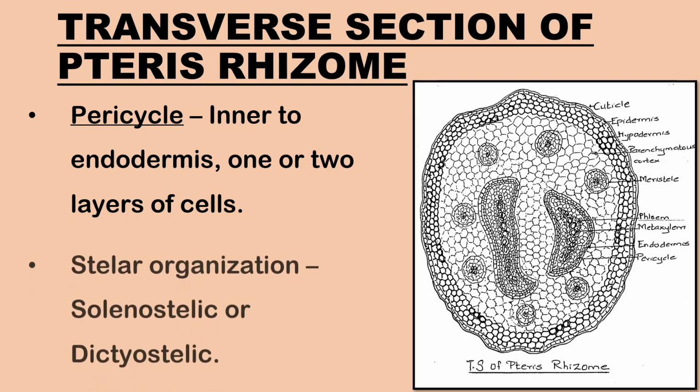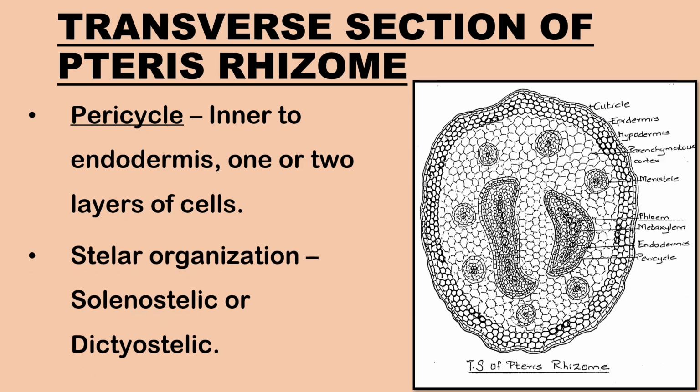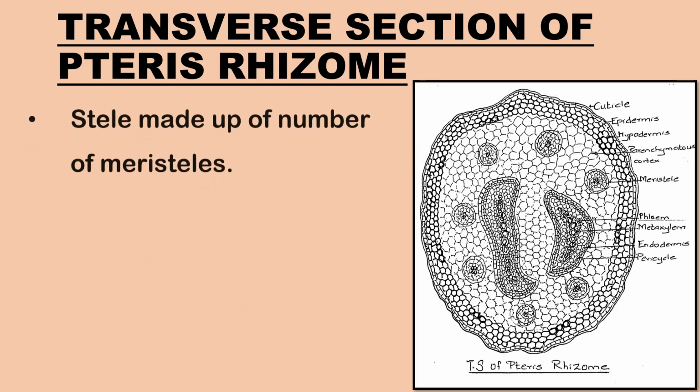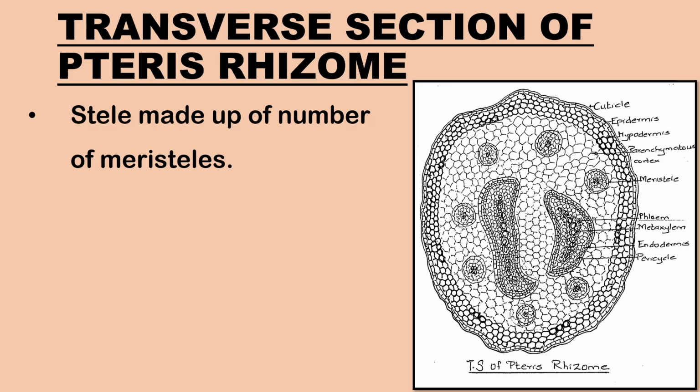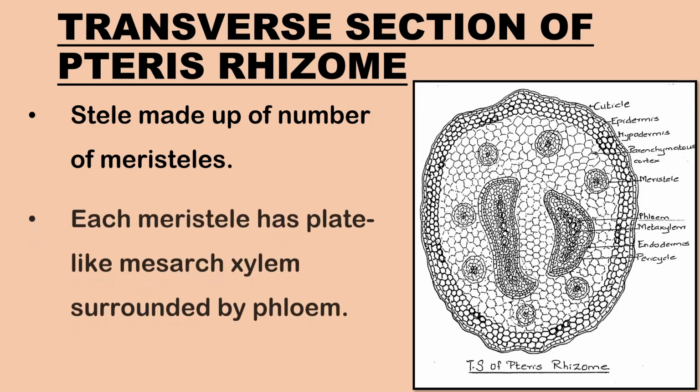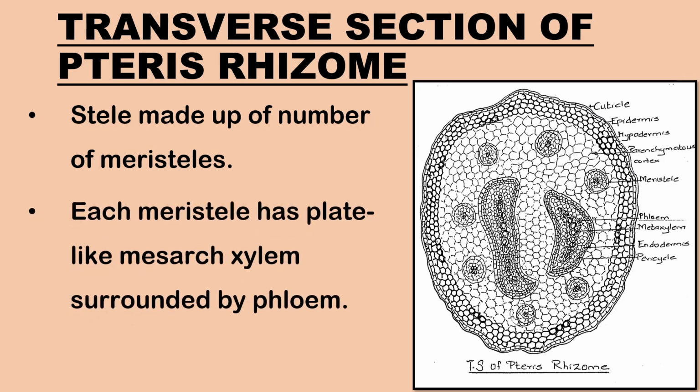pericycle. Stellar organization is diversified. It may be solenostelic or dictyostelic. The stele is made up of a number of meristeles. Each meristele has a plate-like mesarch xylem surrounded by phloem.